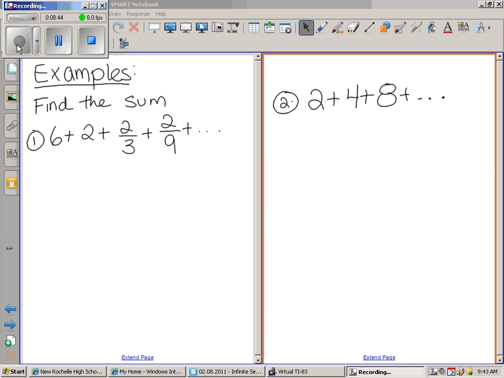Okay, so now we're going to practice this idea. This is a very rare question on your Regents. It's super, super easy, but it is rare. Okay, so let's practice. So let's do number 1.